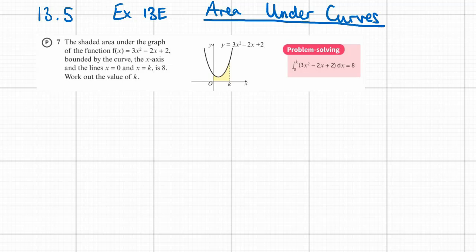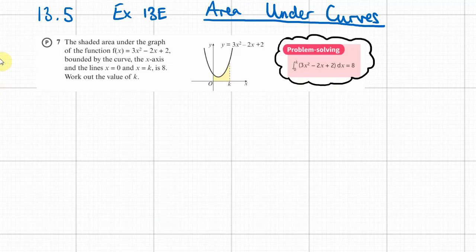We're going to do areas under curves, questions 7, 8 and 9 from exercise 13E in the Pure Year 1 book. Let's start. So, first question. Bit of a problem solving question. They've even granted it so hard they've given us a box on what we should be doing.